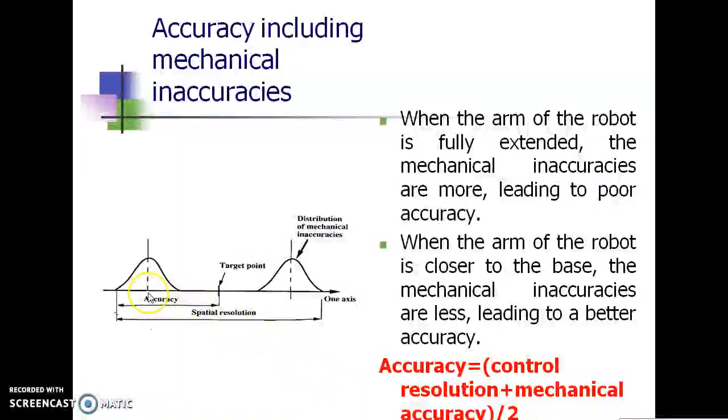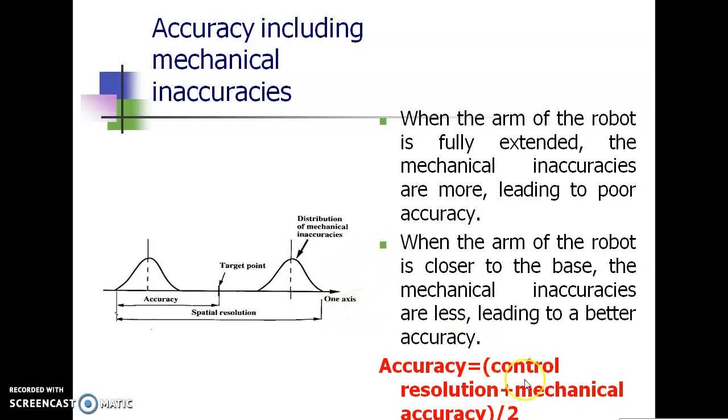Therefore, here the mechanical accuracy from this point to this point. So, this distance is mechanical accuracy divided by 2 plus this distance, that is equal to control resolution divided by 2. So, totally accuracy is equal to control resolution divided by 2 up to this plus mechanical accuracy divided by 2. So, that is given here. Accuracy is equal to control resolution plus mechanical accuracy divided by 2.